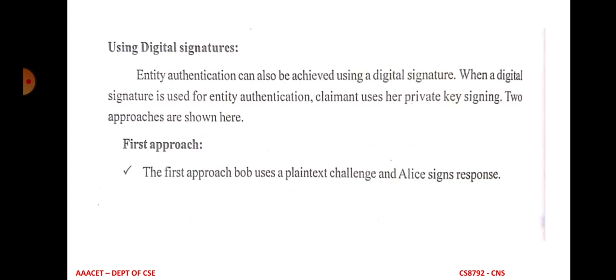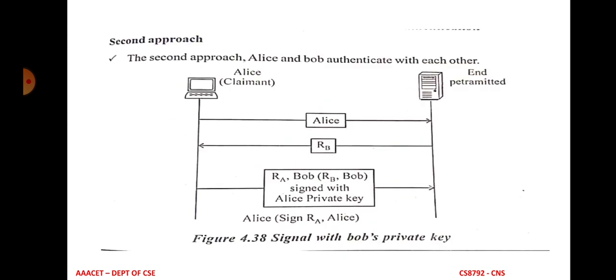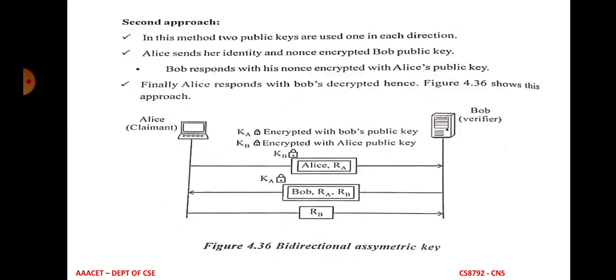And one more concept is there. We can also use a digital signature here. So entity authentication can also be achieved using a digital signature. When a digital signature is used for entity authentication, the sender uses her private key for signing. Two approaches are shown here. In the first approach, Bob uses the plain text challenge and Alice signs the response, a challenge response protocol. So this is bidirectional, and this is the concept of digital signature with symmetric and asymmetric key cipher.